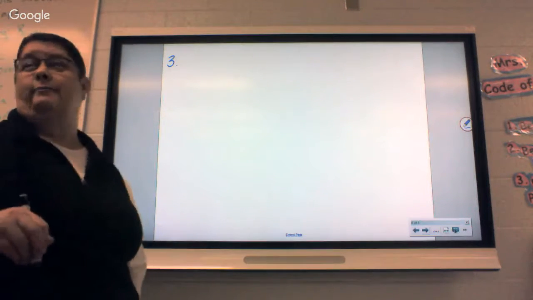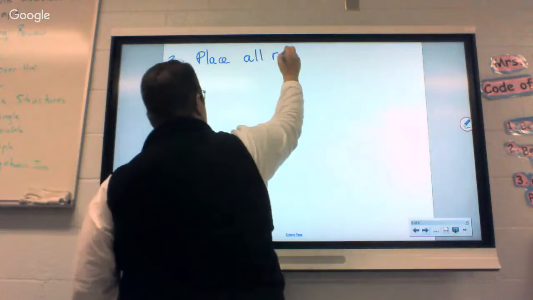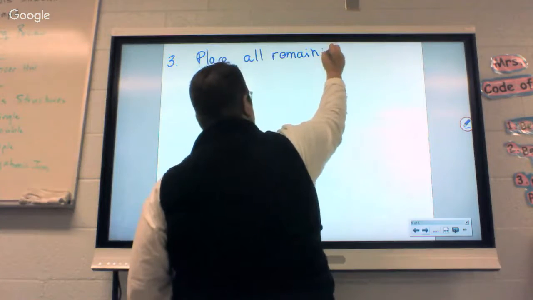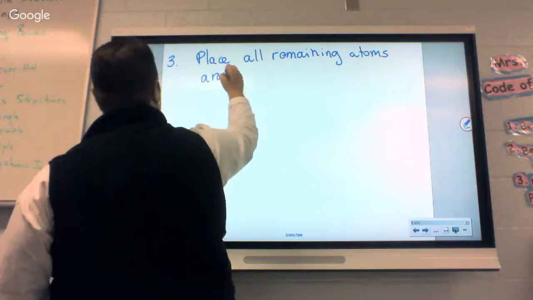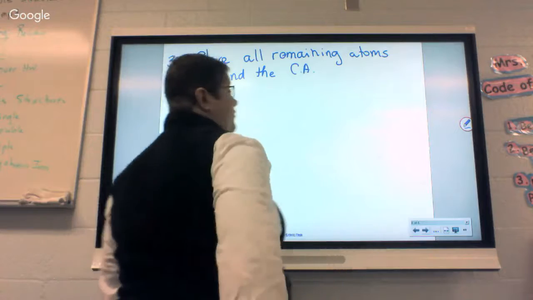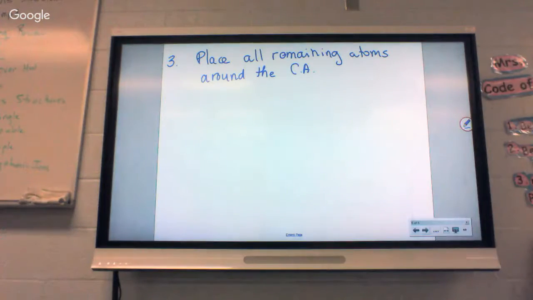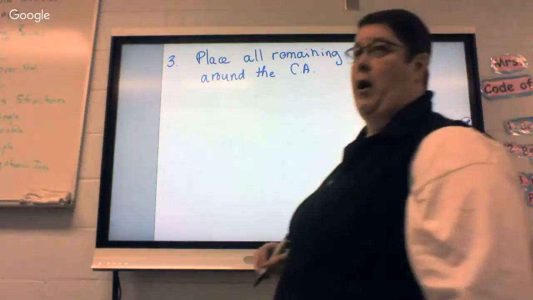All right, number 3. Place all remaining atoms around the central atom. Sometimes you will only have 2. Put both of them around. It could be a straight line, they can be up and down, they can be in an L shape. Sometimes you'll have 4. Sometimes you'll have 6. Whatever it is you have, you just put them around the central atom. And then step 4 is the one that will cause all of the problems.